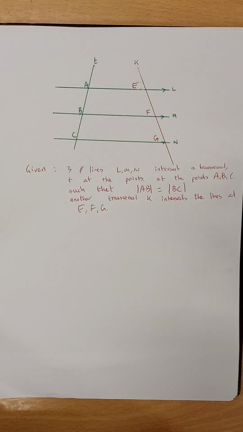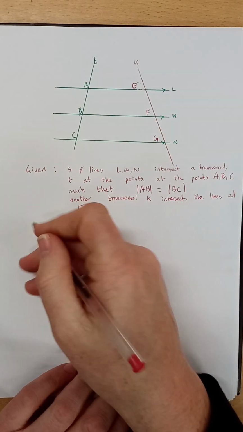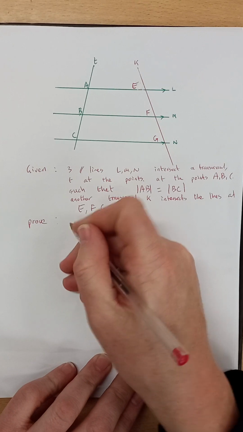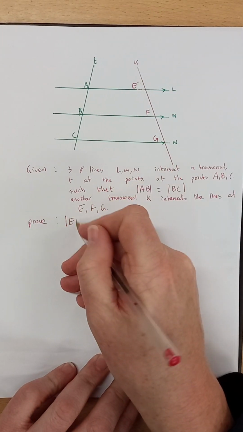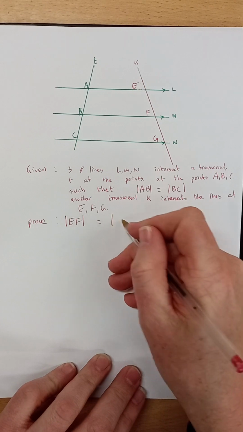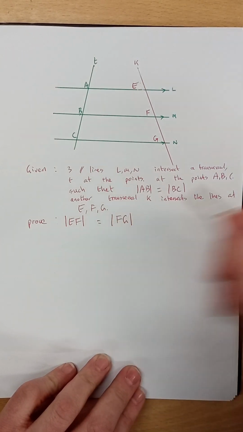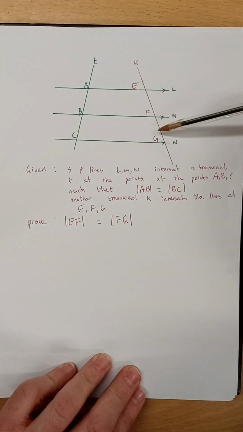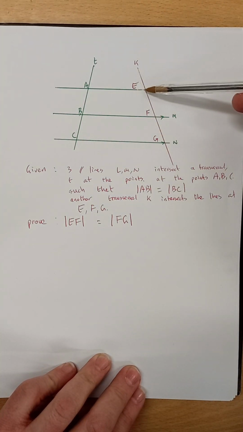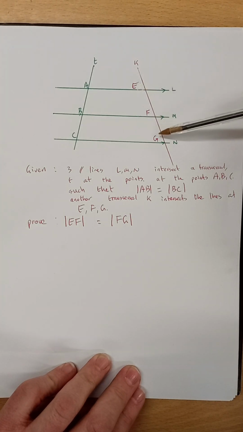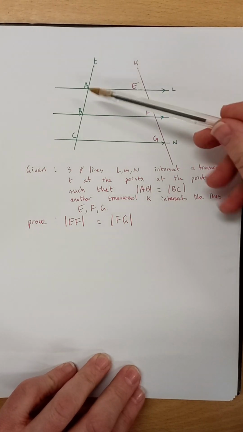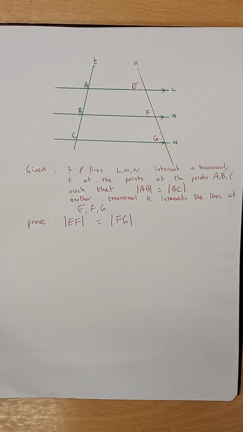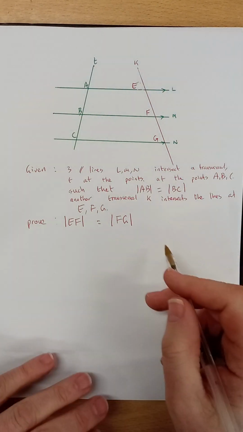That's all we know. Now, our theorem is basically what we want to prove: that the length of EF is equal to the length of FG. In other words, we're given that this is true, but we want to prove that this applies to this as well. That the length from E to F is the same as the length from F to G, in the same way that the length of A to B is the same as B to C, because we're given that. So that's what we want to prove.